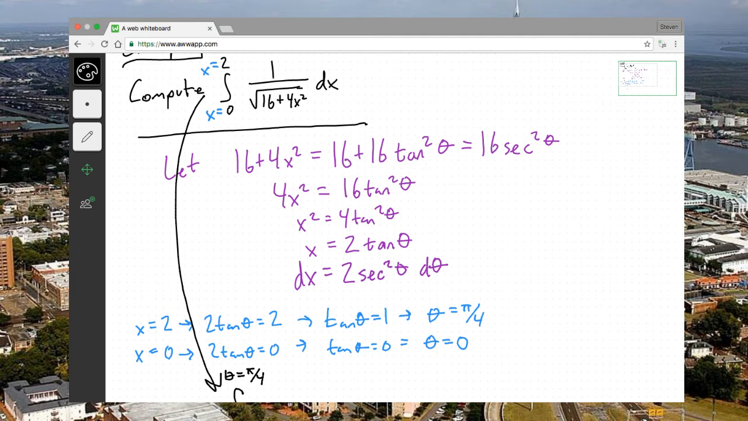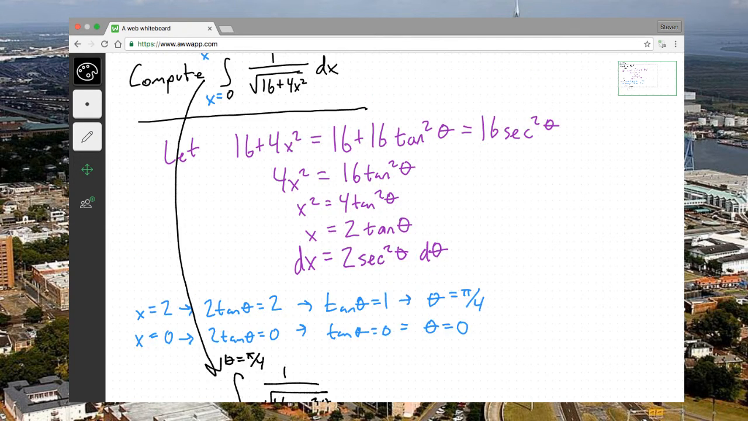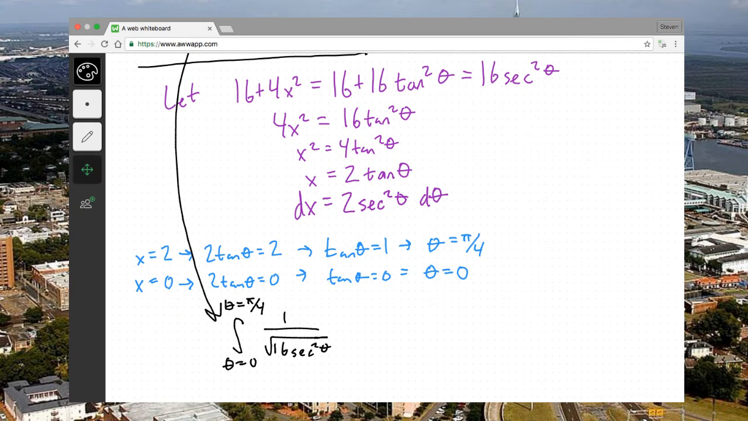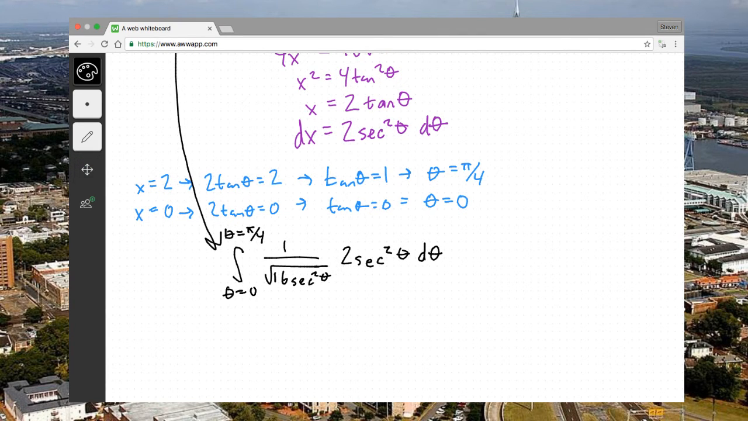And now we're going to replace the 16 plus 4x squared with 16 secant squared. And the dx from the original problem is replaced with 2 secant squared theta d theta. Now, I'll need to simplify a bit. So on the bottom, I have the square root of 16 is 4. The square root of secant squared is the absolute value of secant.